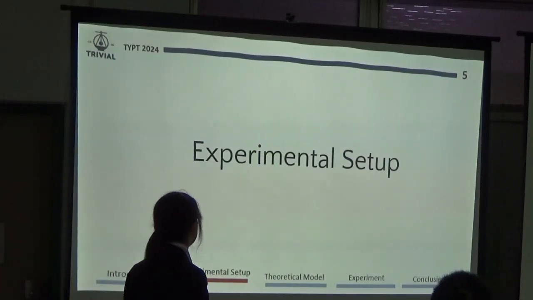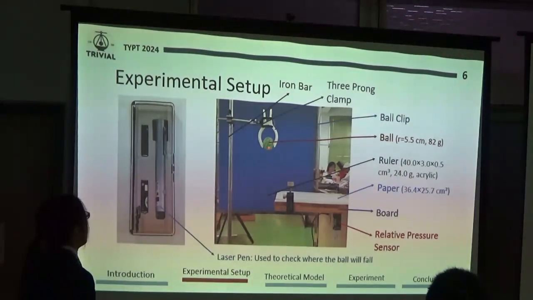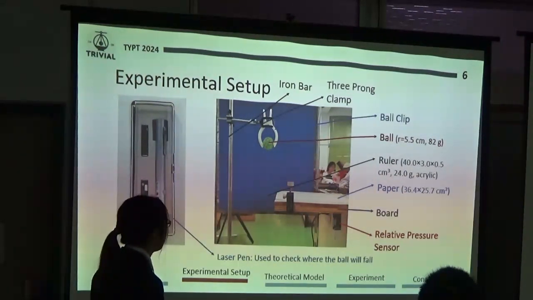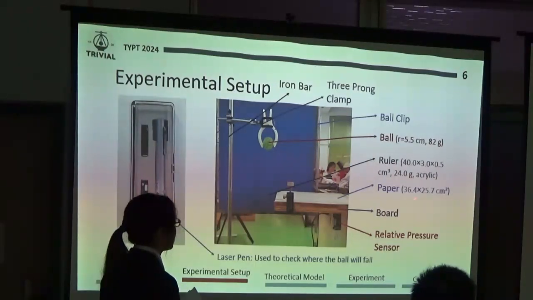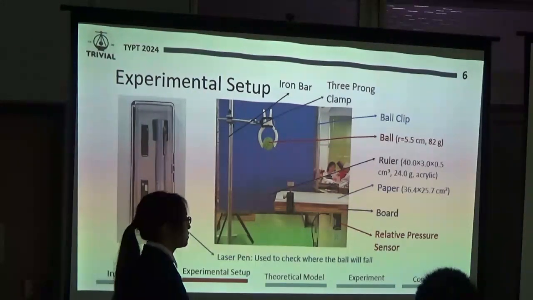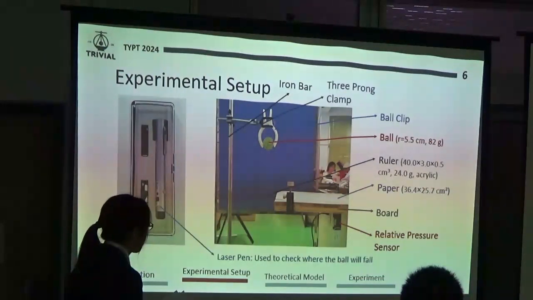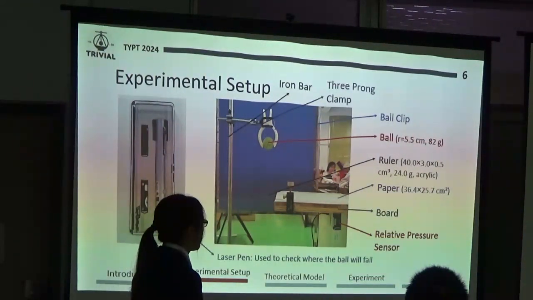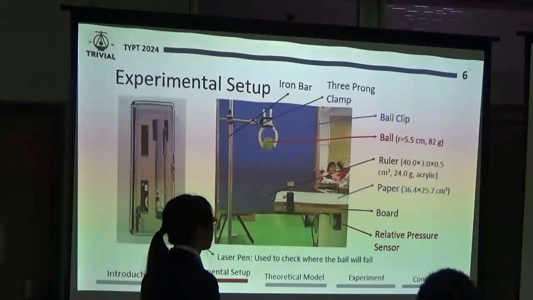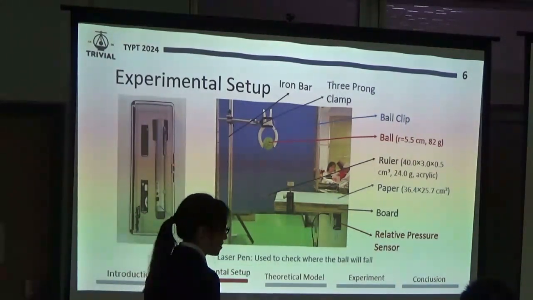Then here's our experimental setup. The laser pen, the RF bar 3-point clamp, and the ball pen are used to adjust the position of the ball. The ruler and paper are placed on the board, which we use as the table in our experiments. Over here is the relative pressure sensor. To measure the relative pressure under the paper, we dug a hole in the board so that we can tuck the tube of the relative pressure sensor into the board. The information in the brackets gives the specifications of the ball, ruler, and paper, and you can see the material of the ruler is acrylic.